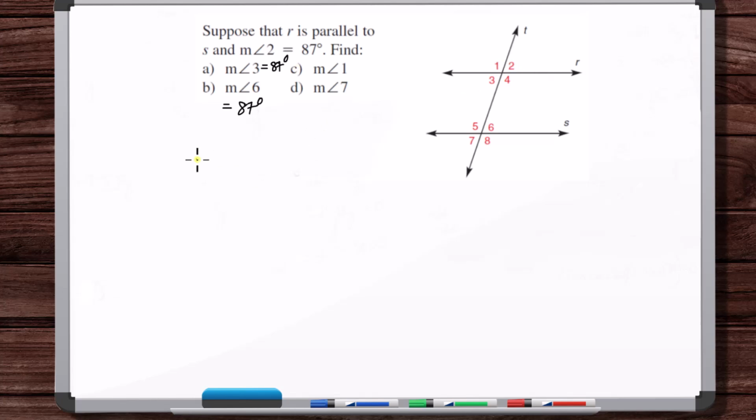All right. Since the measure of angle 1 plus the measure of angle 2 is 180, then the measure of angle 1 is 180 minus 87.